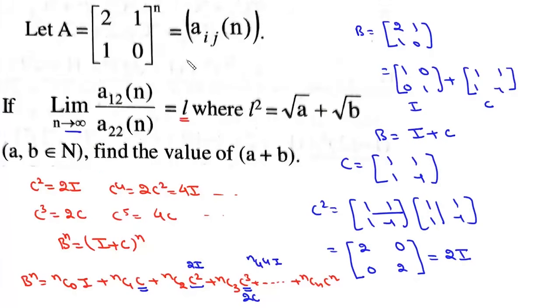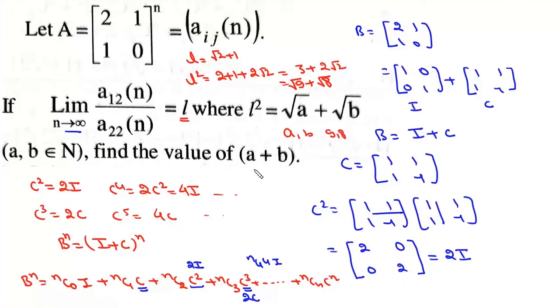So the value of L is root 2 plus 1. Now L square will be 2 plus 1 plus 2 root 2, which is 3 plus 2 root 2. Now we can write this 3 as under root 9 and we can write 2 root 2 as under root 8. So the values of a and b can be 8 or 9, or 9 or 8. Then the value of a plus b will be 9 plus 8, which is 17. So the answer to this question is 17.